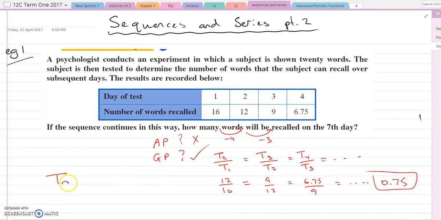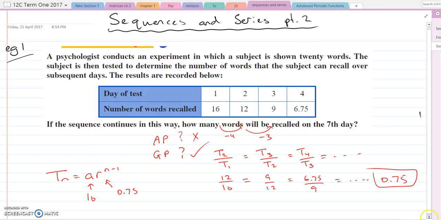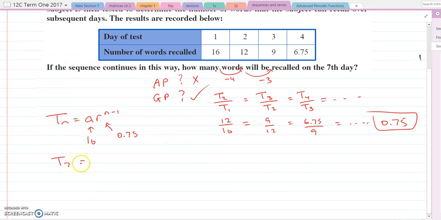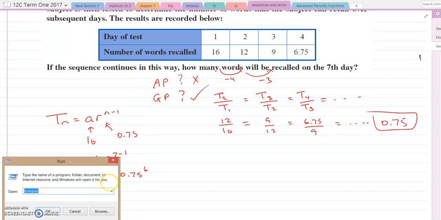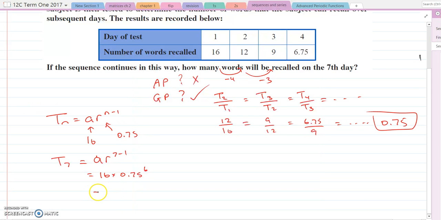Geometric progression: Tn is A times R to the n take 1. A, the first term, is 16. R, the common ratio, is 0.75. So the 7th term, T7, equals A R to the 7 take 1, which equals 16 times 0.75 to the power of 6. On the calculator, that equals 2.85. So, roughly 3 words.